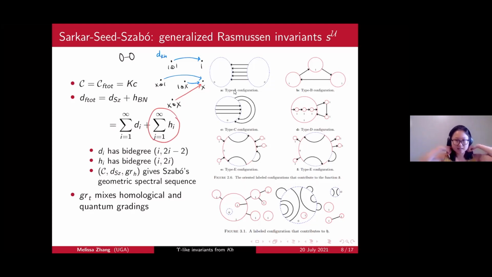Okay, so now that we know about the bidegree of these two pieces, we know that this thing also messes with the quantum degree. And we also know that they both have non-trivial bidegrees. So that means that both the homological and quantum gradings are actually filtration gradings. And so Sarkar-Seed-Szabó were able to just mix those and come up with these invariants.